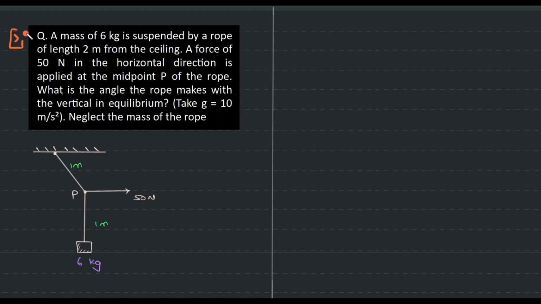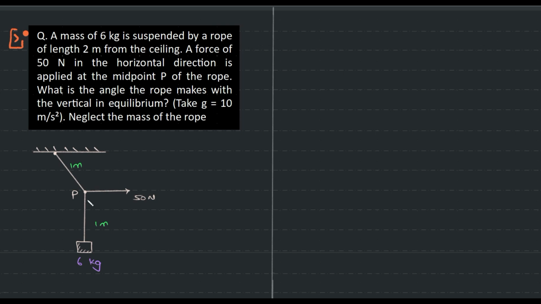A mass of 6 kg is suspended by a rope of length 2 meters from the ceiling. A force of 15 Newton in the horizontal direction is applied at the midpoint P of the rope. Something like this. What is the angle the rope makes with the vertical in equilibrium?